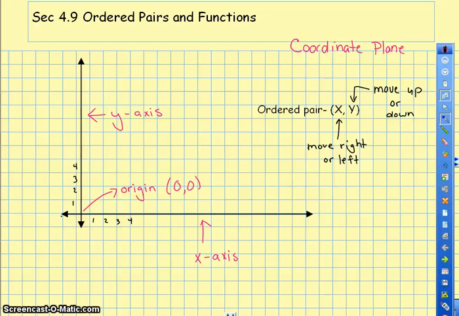Welcome to section 4.9, ordered pairs and functions. As always, please press pause, write all the information down, and then press play when you're ready to go on.